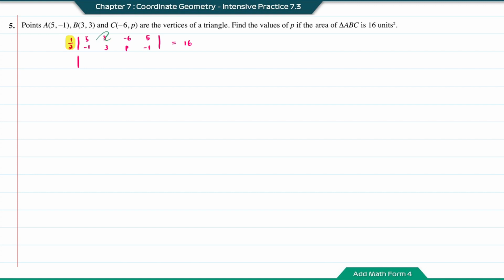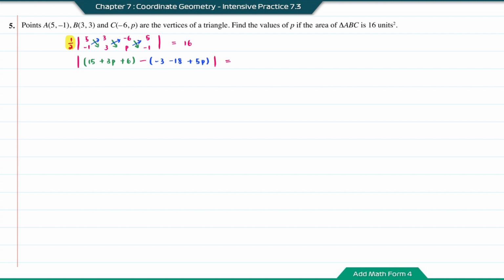So on the left hand side, it will be the sum of all products in these directions. So bracket 5 times 3 will be positive 15. 3 times P, this one will be positive 3P. -6 times -1, positive 6. Then minus the sum of all products in these directions. So bracket -1 times 3 is -3. 3 times -6, so this will be -18. And P times 5, this will be positive 5P.